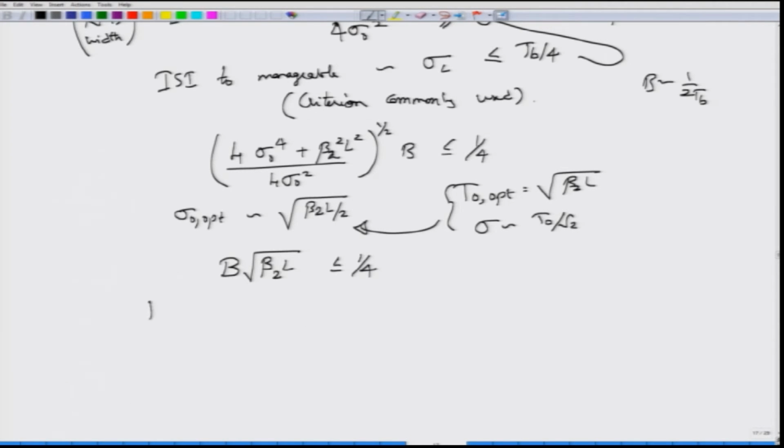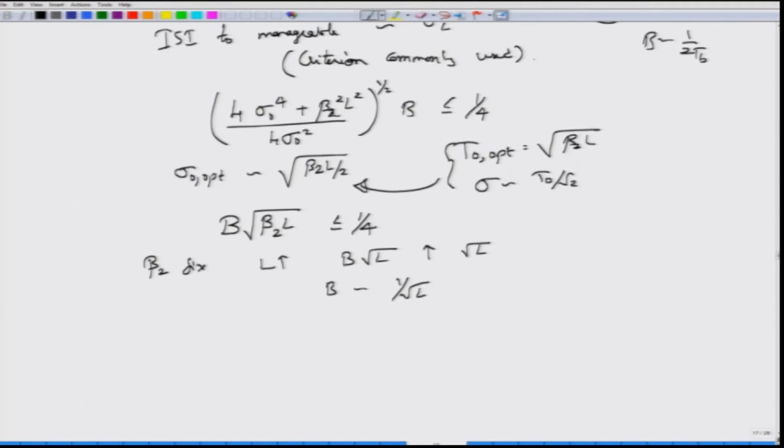Okay. If you fix beta 2, then what will happen? As the transmission distance L increases, the product B into square root L will increase only as square root L. Okay. So, if you were to now fix B, then the transmission distance actually decreases by 1 by square root L. So, as the length increases linearly, the maximum transmission distance only decreases by a factor of 1 by square root L.